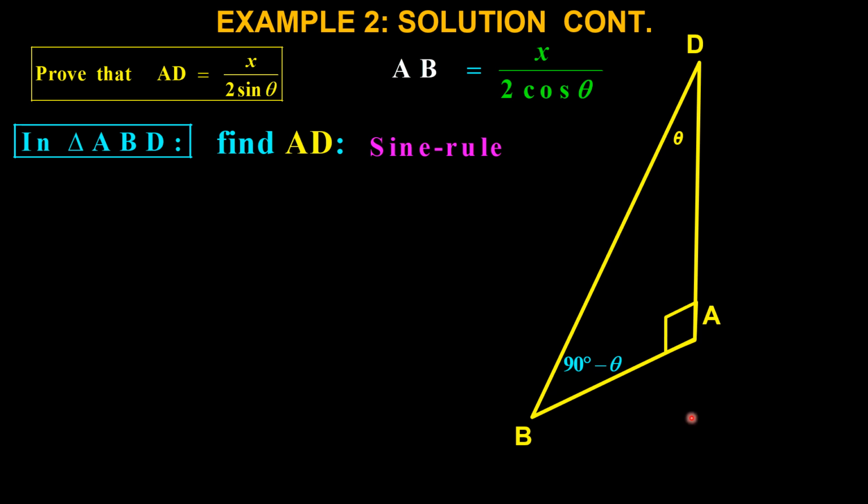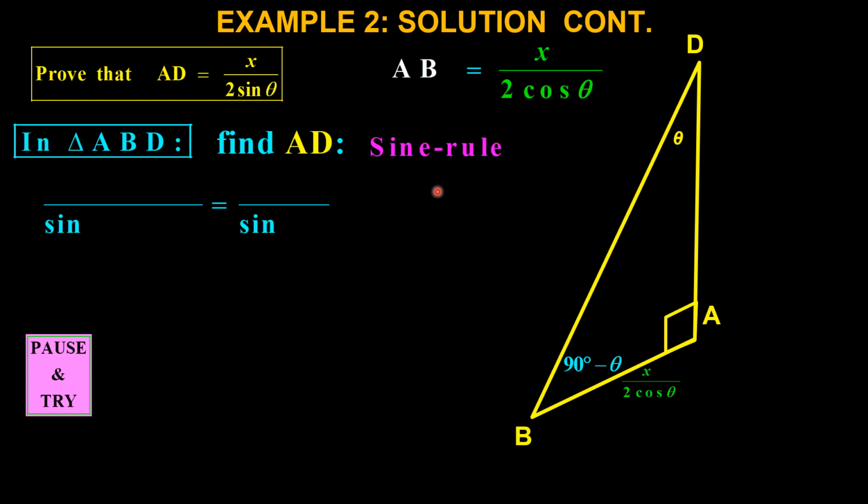So we want to apply the sine rule, and you can see why. Because we've got AB is the side, and we've got angle. We actually have more than enough information to apply the sine rule, right? So let's just try to do that. Now, remember we have AB equal to x over 2 cos theta. So let's pause now, give you a chance, apply the sine rule, and find an expression for AD.